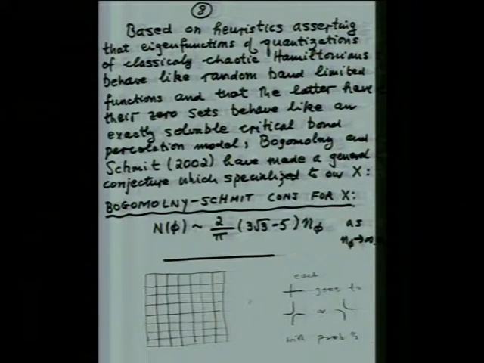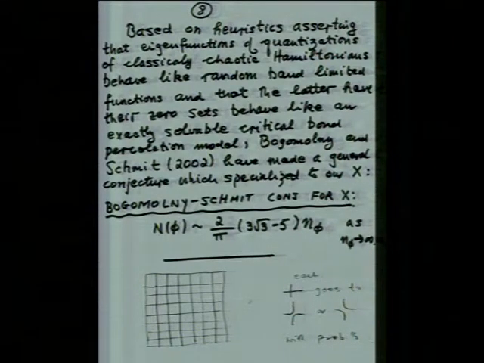Percolation is exactly a problem like this. This is called bond percolation on a square lattice. And this is what Baxter is able to solve. He's able to tell you asymptotically how many connected components there are. And that's where that number comes from. And Bogomolny is suggesting that once you take the right scale with lambda and n, so this number comes from critical percolation, that this should be true.